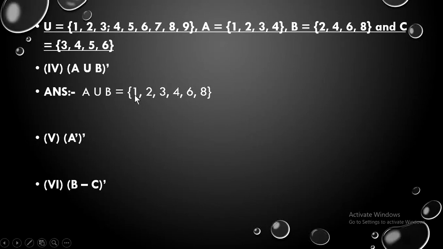Now what are the common elements? See, 1, 2, 3, 4, 6, 8. So subtract these elements from the universal set. 1, 2, 3, 4, 6 and 8. Now when you subtract that, the leftover elements will be 5, 7 and 9. So that is your final answer for A union B complement.